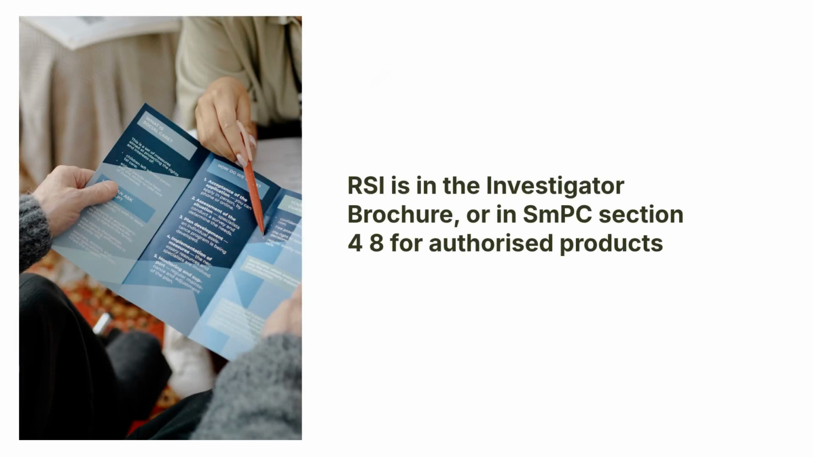The investigator brochure contains the reference safety information as a clearly identified section listing expected serious adverse reactions with frequencies for an unlicensed investigational product. That section must be clearly separated inside the brochure. If the product already has a marketing authorization, Section 4.8 of the Summary of Product Characteristics acts as the reference safety information.